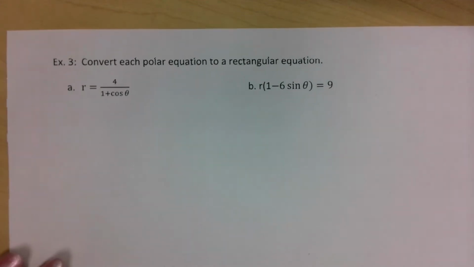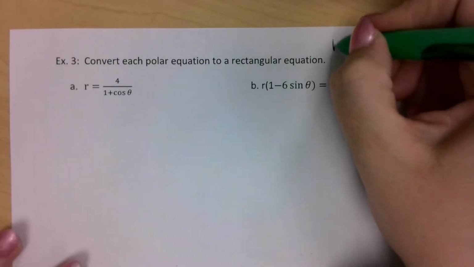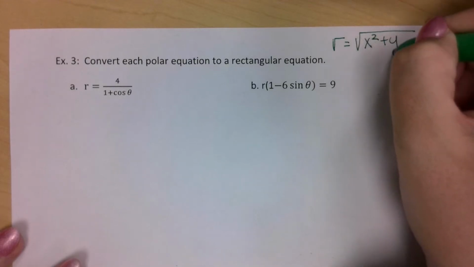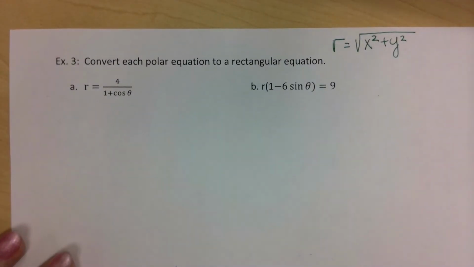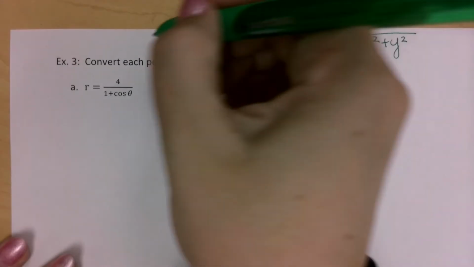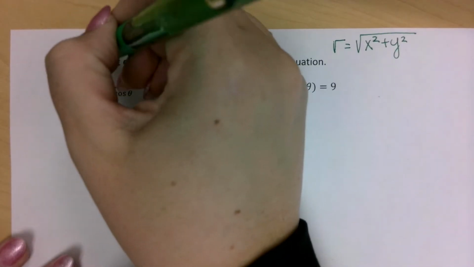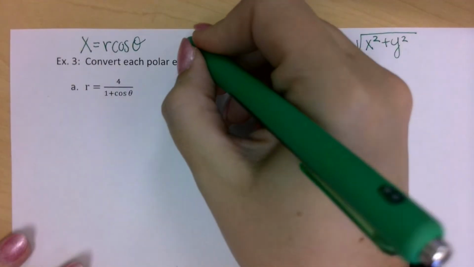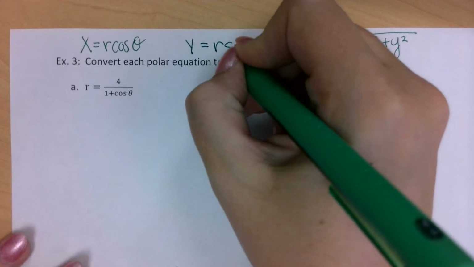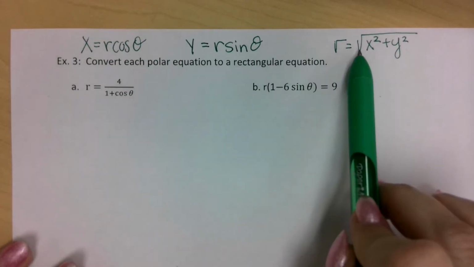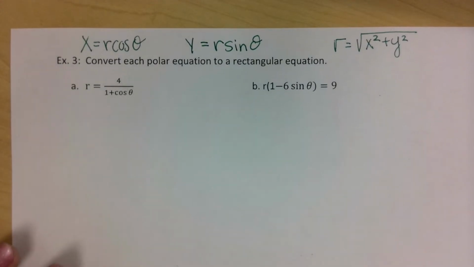So if you think back to our polar equations, remember that r is equal to the square root of x squared plus y squared. Okay, that was a formula I asked you to memorize. Yes, you have to memorize it again. We also learned that x is equal to r cosine theta. Yes, you have to remember that again. And y is equal to r sine theta. Okay, so these are the three formulas we're going to be using to convert these problems.